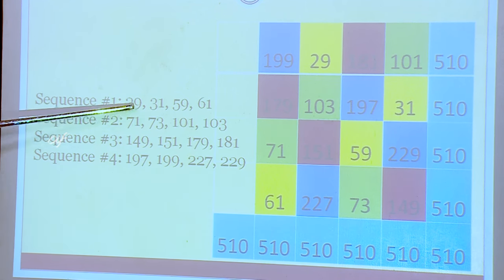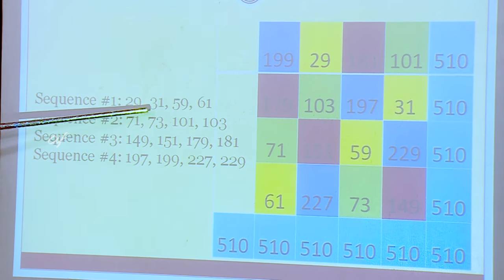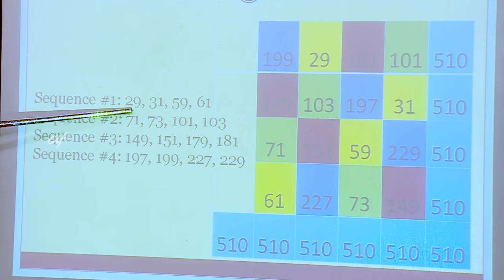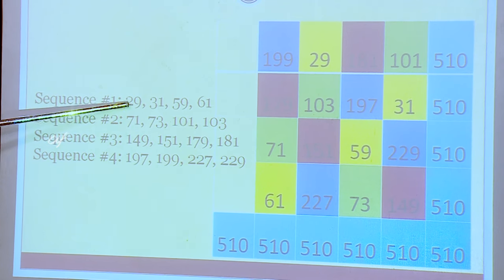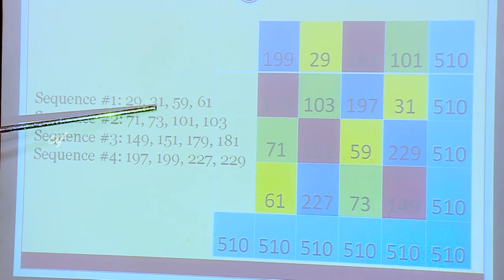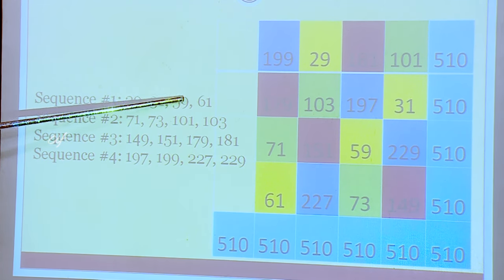Twin primes. That is 29 and 31, with only 30 in between. So these two numbers are called twin primes. We took twin primes: 29 plus 2 is 31, 31 plus 28.